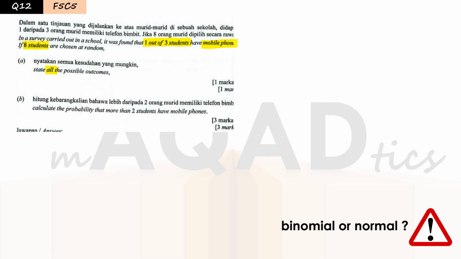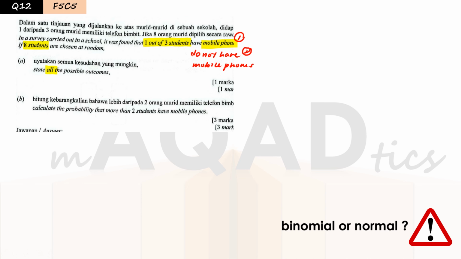So the answer depends on the number of outcomes in this survey, right? So it says here the students have mobile phones, so this is one of the outcomes. The student has a mobile phone. How about the other students? The other students do not have mobile phones, right? So this is the other outcome. So in total here, there are only 2 outcomes.